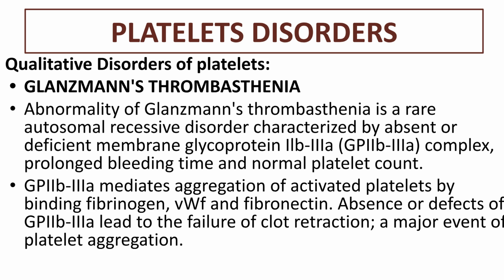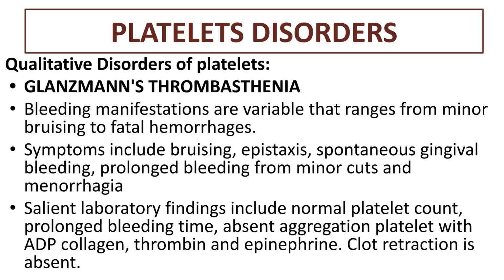Glanzmann's thrombasthenia is another rare autosomal recessive qualitative disorder. It is characterized by an absent or deficient membrane glycoprotein IIb-IIIa complex, prolonged bleeding time, and a normal platelet count. This defect prevents platelet aggregation. Bleeding manifestations in Glanzmann's thrombasthenia range from minor bruising to fatal hemorrhages. Key laboratory findings include normal platelet count, prolonged bleeding time, absent platelet aggregation, and absent clot retraction.